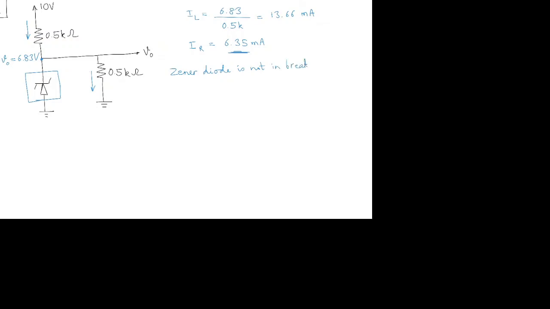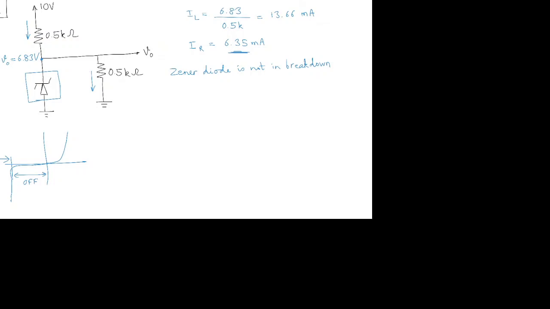If it's not in breakdown, what is the Zener diode doing? What other states could the Zener diode be in? Now remember the characteristics of your Zener diode. It could be in forward bias, and then in reverse bias the characteristics are like that. Now this region is the breakdown region, right? But it could be in this region where the Zener diode is just off. So let's try that assumption.